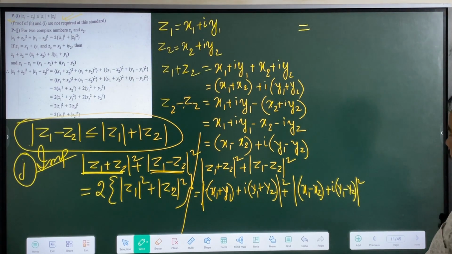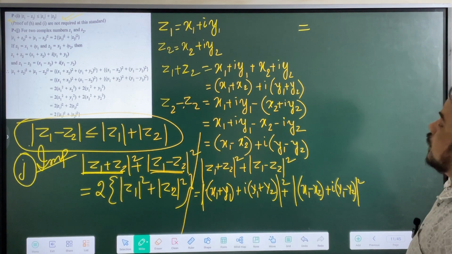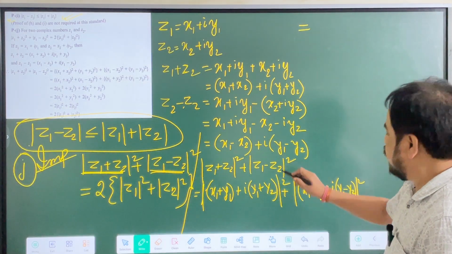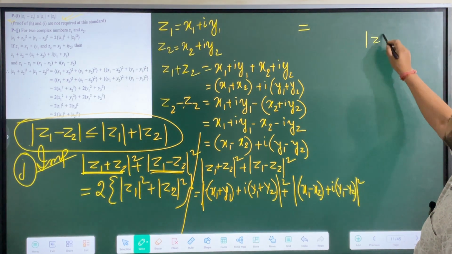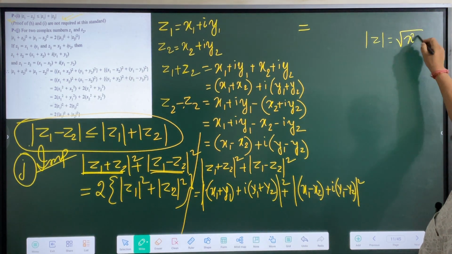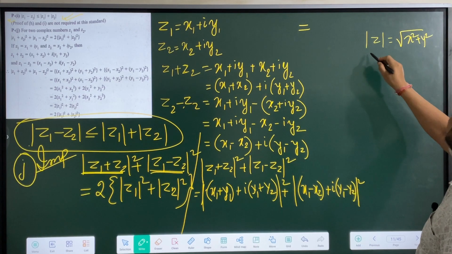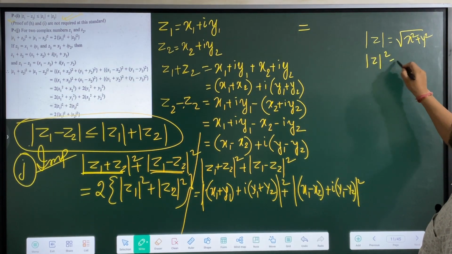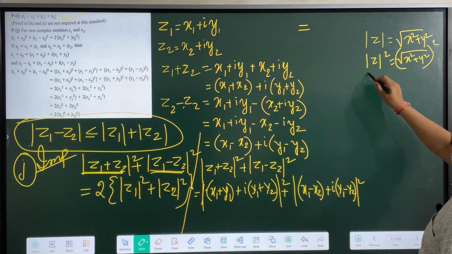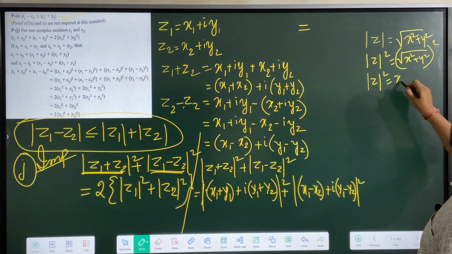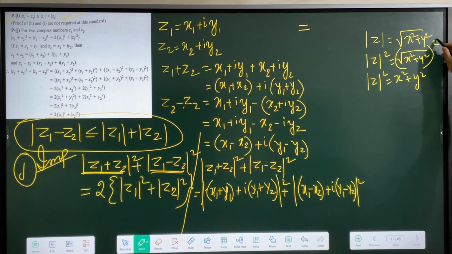Okay. I think this one, no? Yes. Modulus of this, I will show you again. Modulus of z is equal to the square root of x square plus y square. If both sides z is whole square, then modulus of z square is equal to x square plus y square. Square root cancels. So this one I hope you understand.